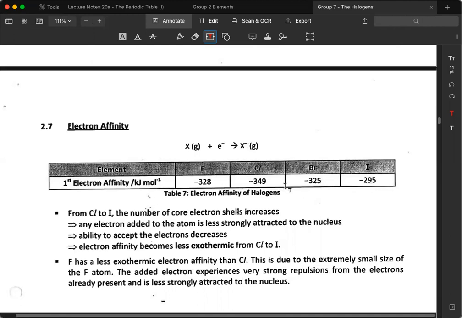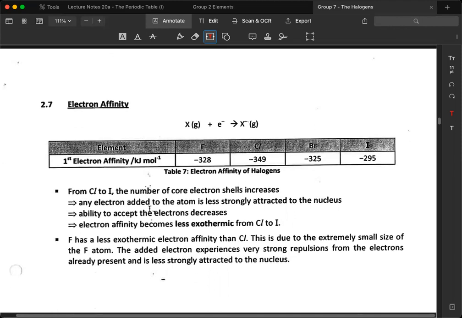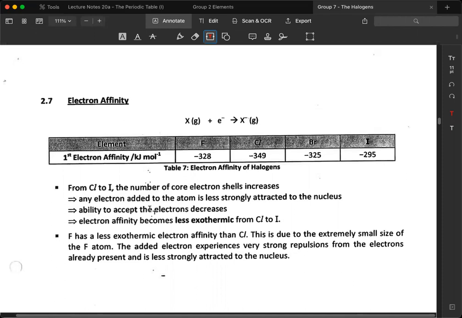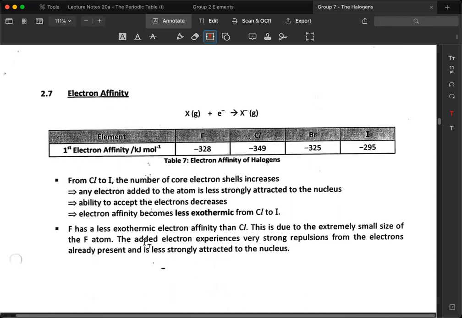From Cl to I, the number of core electron shells increases, so any electron added to the atom is less strongly attracted. So the ability to accept electrons decreases, and electron affinity becomes less exothermic. F is less exothermic than Cl because of its extremely small size. Again, we talk about the repulsion between electrons that causes less strong attraction to the nucleus.